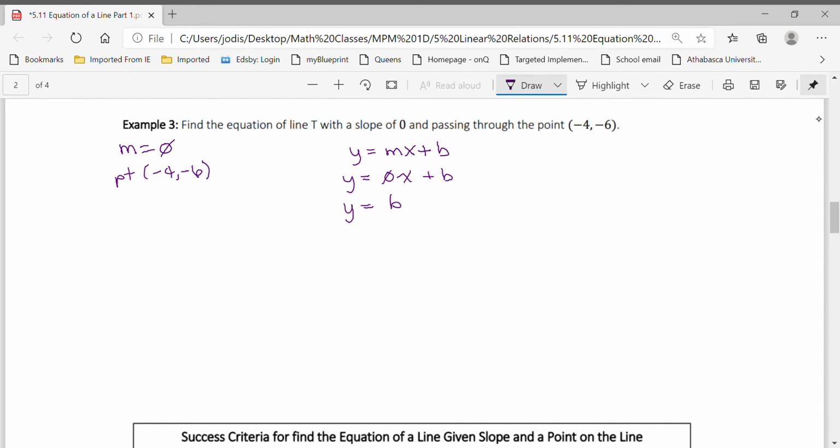So here, this is x, this is y. Y is negative 6. So b equals negative 6. So therefore, our equation is just y equals, well, we have 0x minus 6. So we can just say y equals negative 6. In this case, we would be talking about a horizontal line.